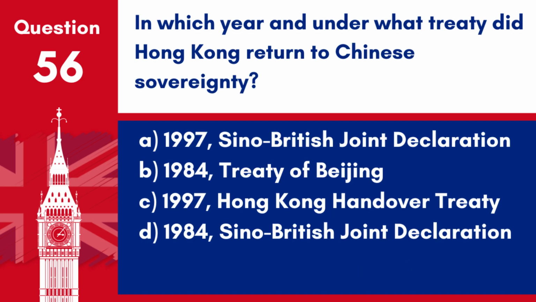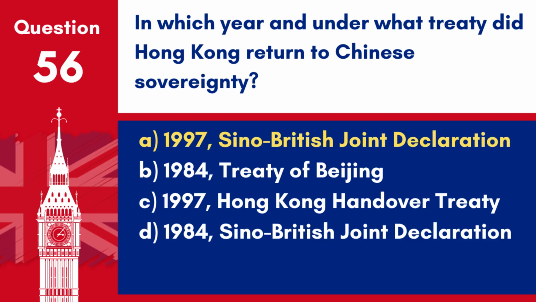Question 56. In which year and under what treaty did Hong Kong return to Chinese sovereignty? A. 1997, Sino-British Joint Declaration. B. 1984, Treaty of Beijing. C. 1997, Hong Kong Handover Treaty. D. 1984, Sino-British Joint Declaration.